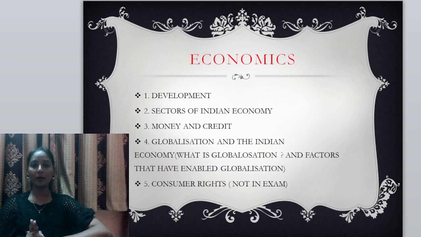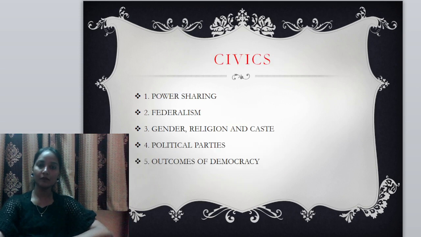Then next is economics. Development, sectors of the Indian economy, money and credit, full lessons are there. Fourth lesson, globalization and the Indian economy. From this lesson, what is globalization and the factors that have enabled globalization, these two topics are going to come for the final exam. The rest of the part is not there. Last lesson, consumer rights. On this lesson a project will be given that you will have to complete. Again, this lesson is not there for the final exam.